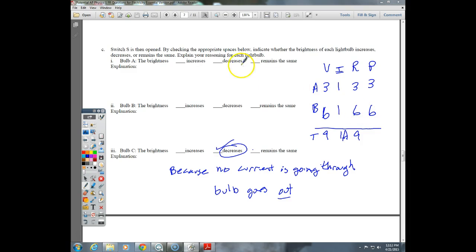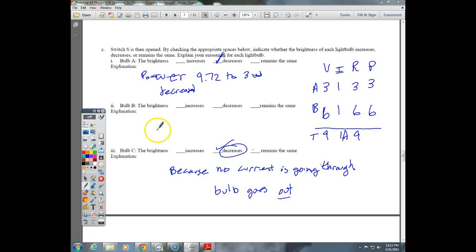They want us to figure out what happened to the brightness of bulb A. So for bulb A, it actually decreases, and they want us to explain why. And it's because the power for this bulb, power went from 9.72 to 3 watts. So because our power went down, we can say power decreased from 9.72 to 3. So that's a great explanation.